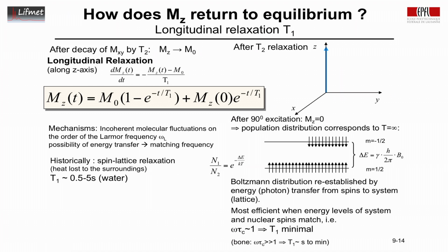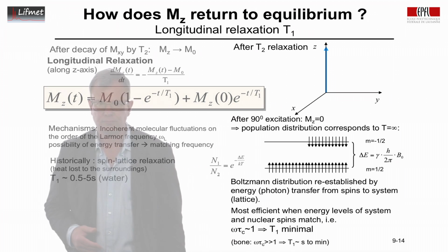So this basically means that the Larmor frequency times the correlation time should be roughly 1. Then we have the most efficient transfer. A most efficient transfer means that we have a minimal T1 relaxation time.